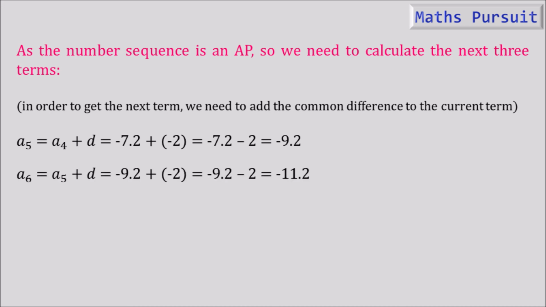A6 is equal to A5 plus D. Here A5 is equal to minus 9.2 and D is minus 2. So that is equal to minus 9.2 plus minus 2. That is equal to minus 9.2 minus 2. That is equal to minus 11.2.